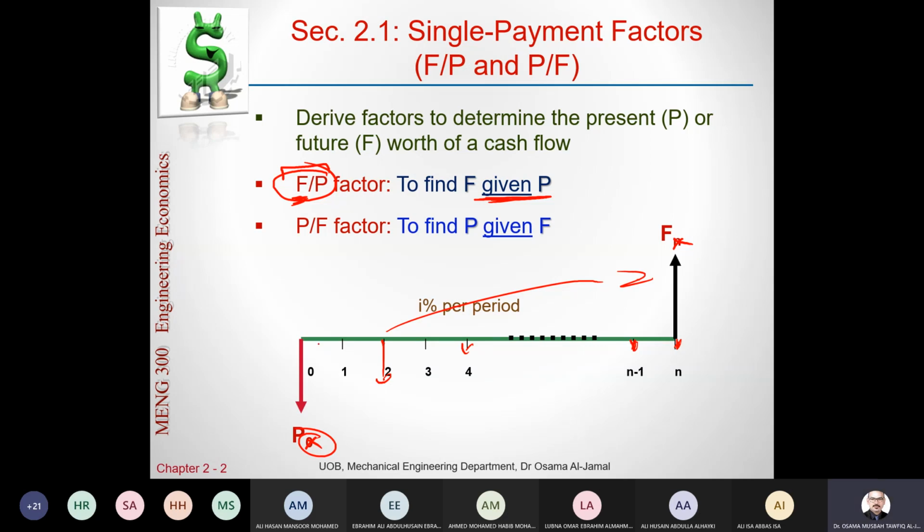This is a line here. Each one is considered as a period, up to N periods. If the money is going out from our pocket, it is downward, so this will be negative. If it's coming to us, it will be positive. The I always needs to be there. We need to show the I, the interest rate, over the cash flow diagram. I'm repeating this because I don't want anyone of you to lose marks because of this.